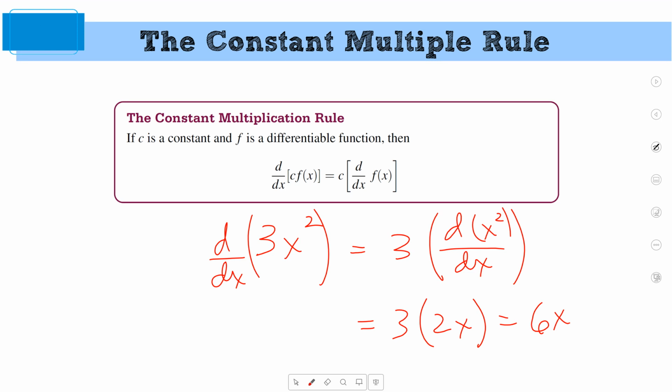Okay, so we don't need all those other steps in there. I just wanted to show you where that comes from, and the fact that it has a fancy name, the constant multiplication rule. But who cares? Just multiply the exponent times the coefficient, you're good.